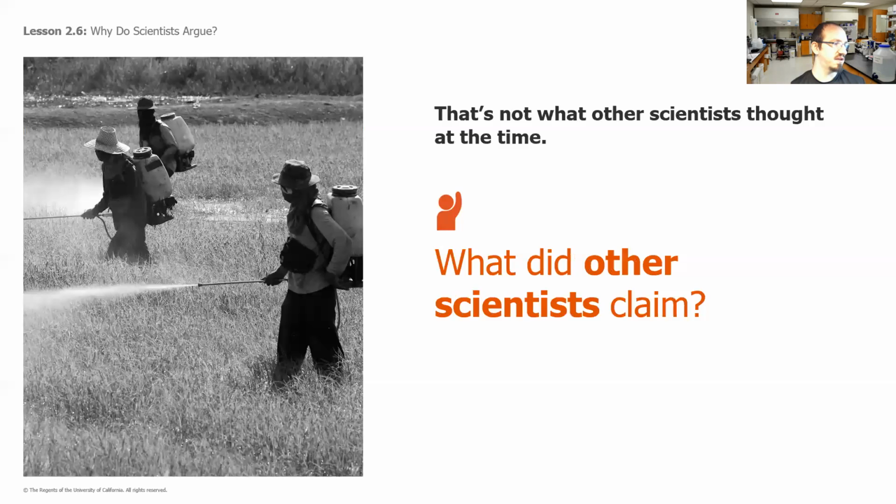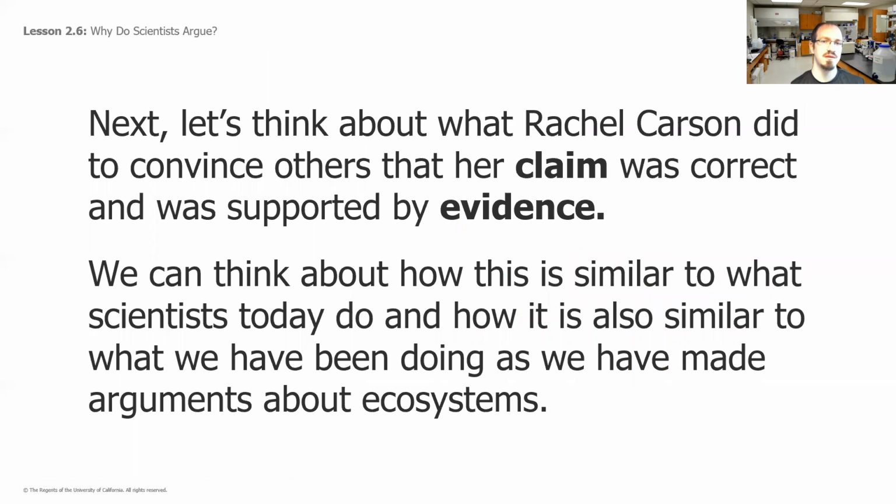So their idea was that pesticides only kill insects and weeds and don't harm the rest of the ecosystem. So next, we want to think about what Rachel Carson did to convince others that her claim was correct and was supported by evidence. You can think about how this is similar to what scientists today do, and also how it is similar to what we've been doing as we've made arguments about ecosystems.